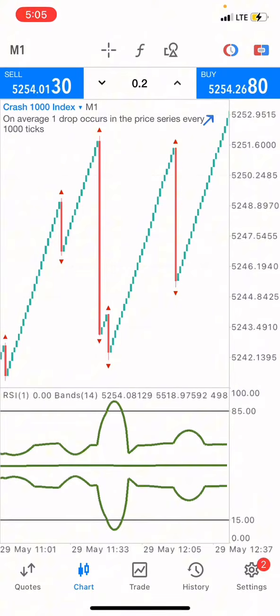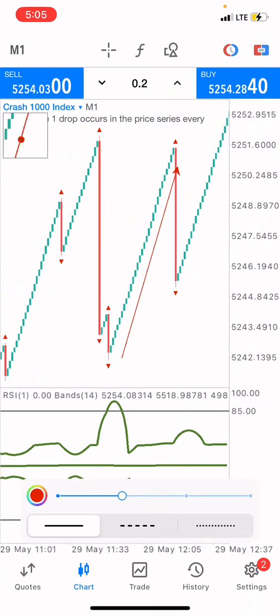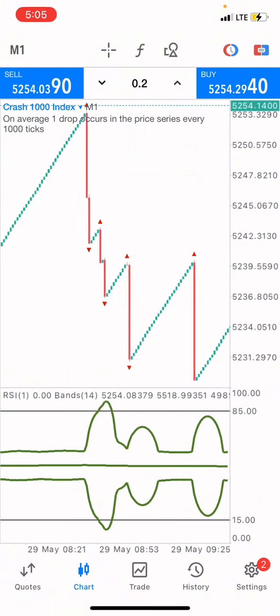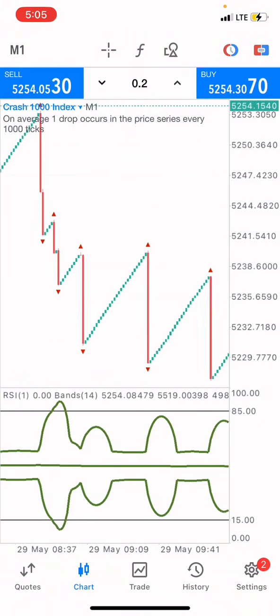Okay, now having said that, of course I'll backtest again and just keep showing you guys how far this goes most of the time.